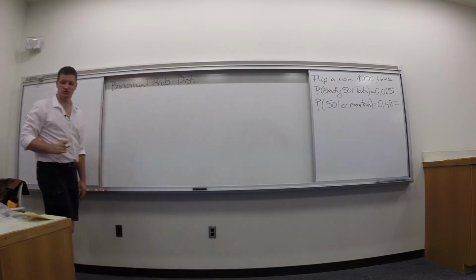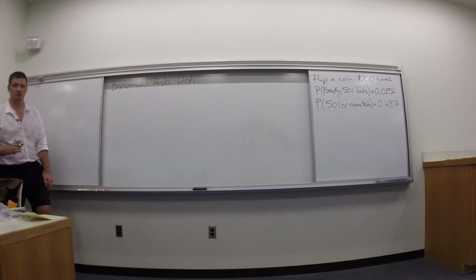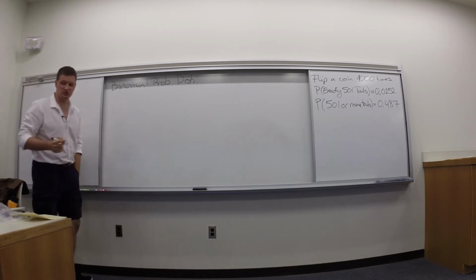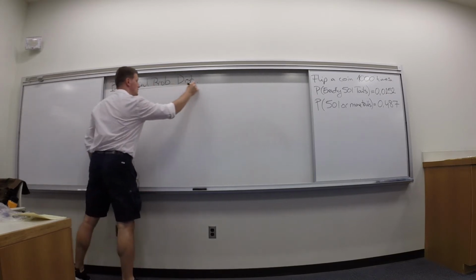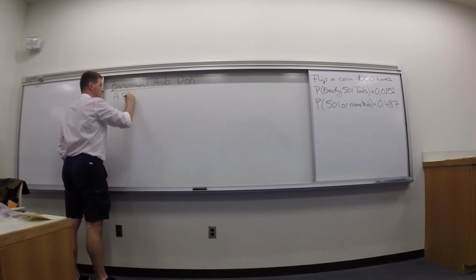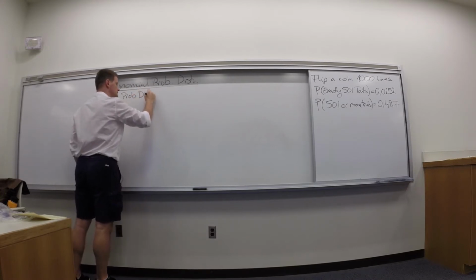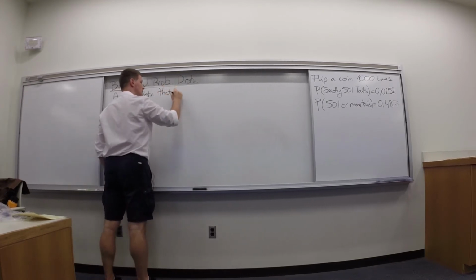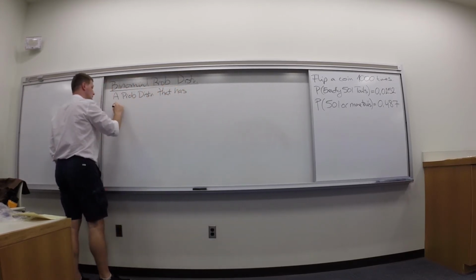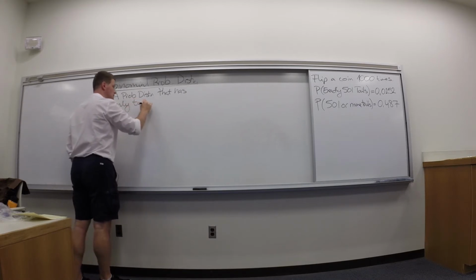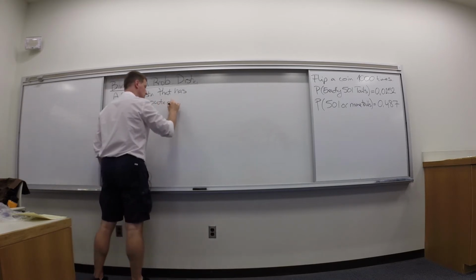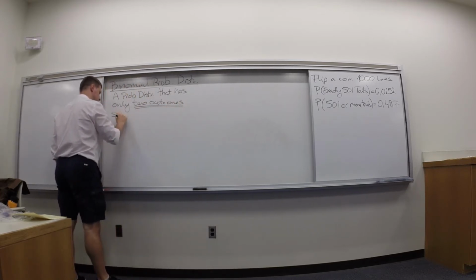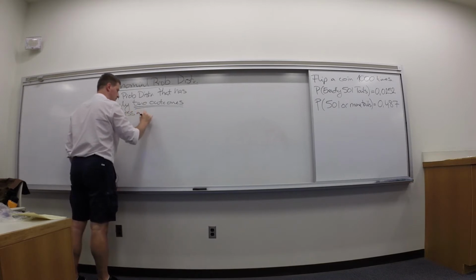Binomial probability distribution. What does binomial mean? 2. Excellent. So binomial probability distribution has this one really awesome feature. It is a probability distribution that has only 2 outcomes. And we call those outcomes success and failure.